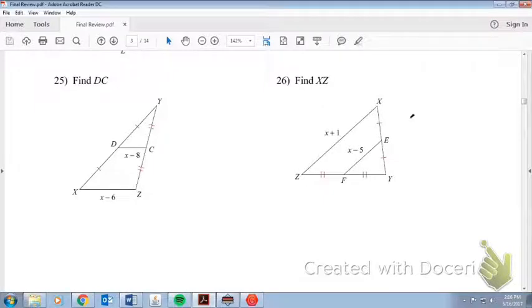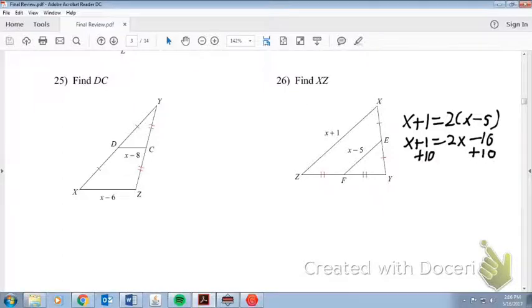So, again, what we're doing here is, apparently we're going to start with 26 and then go back to 25. So the x plus 1, that's the long one. It equals 2 times the small one, so 2 times x minus 5. We then want to go ahead and distribute that 2. When we do so, 2 times x is 2x. 2 times negative 5 gives us negative 10.